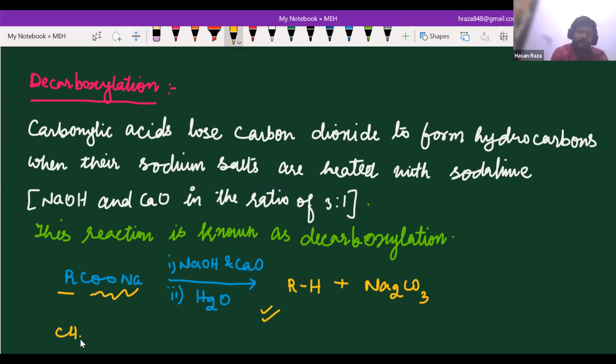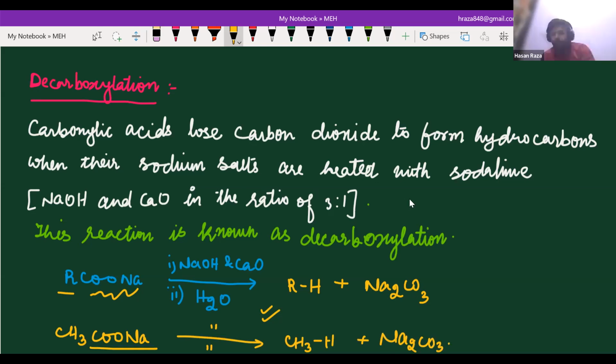Just take an example. If you have CH3COONa and you react this with soda lime and hydrolysis, this CH3 will combine with H, and the rest of the product will be converted into sodium carbonate. So as we just started, please do write it, and if you don't understand it, please do let me know.